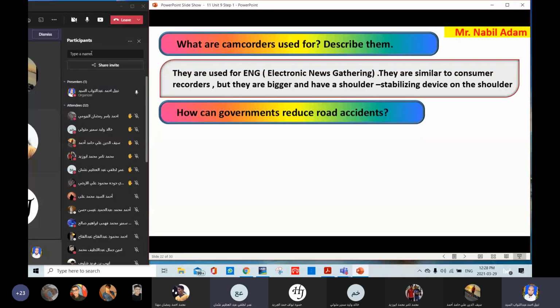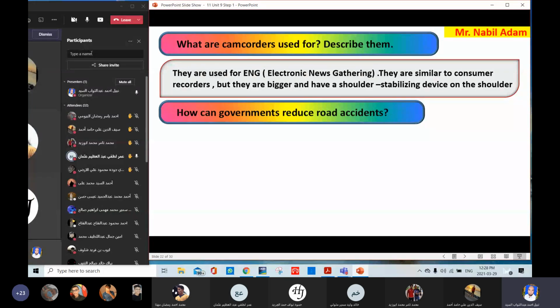How can government reduce road accidents? By camera recording, by replaying the camera recording. Yes, for speed cameras or civilians, to know who is at fault, who made the accident. So by using or fixing speed cameras.